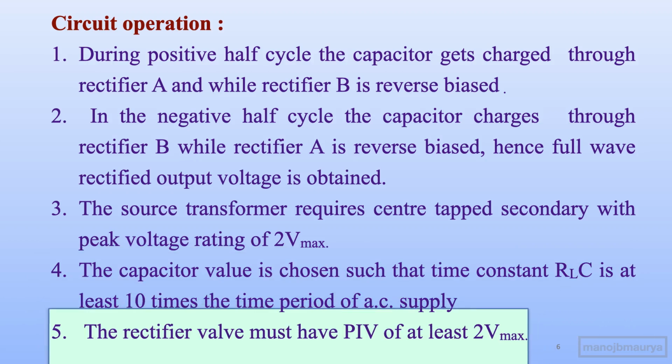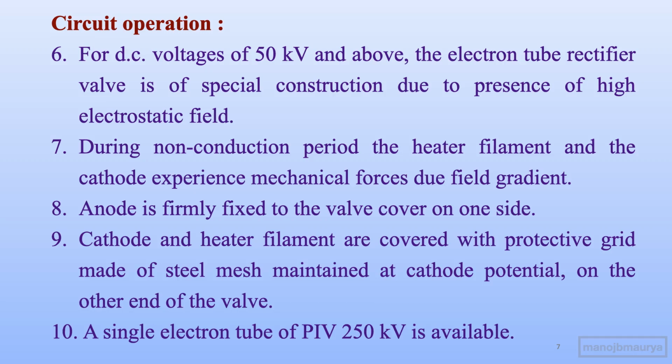Each of the rectifier valves must have a peak inverse voltage, that is PIV, of at least twice Vmax. This is the voltage that appears across an individual rectifier when it is in the reverse bias condition. Let us refer to further circuit details.